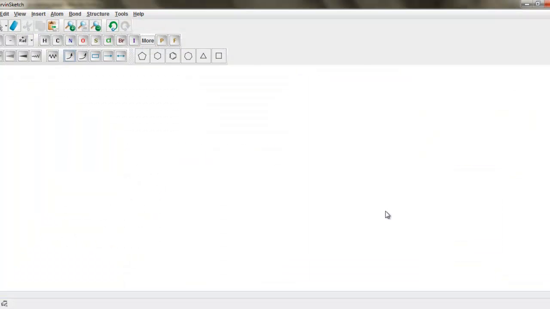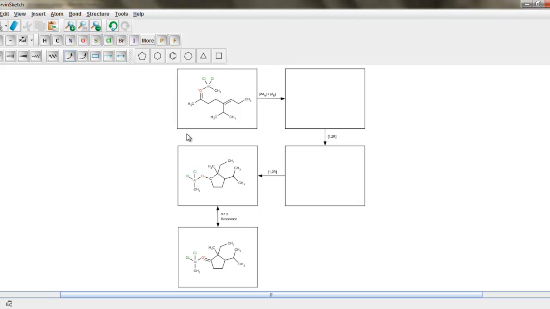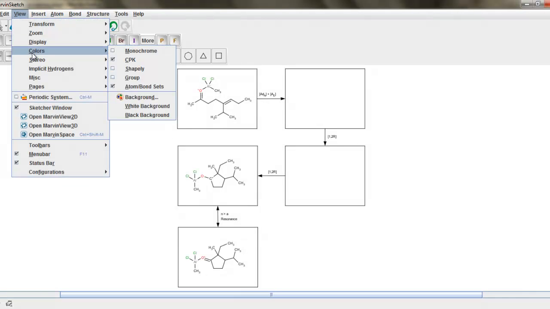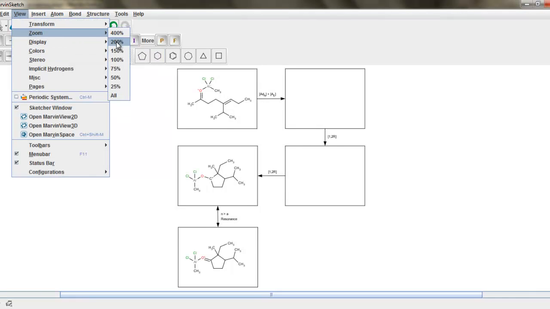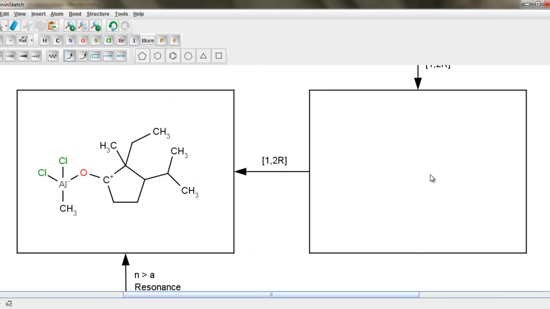So, open my Sketcher window. Alright. How do I zoom in? Zoom. Here we go. Okay.